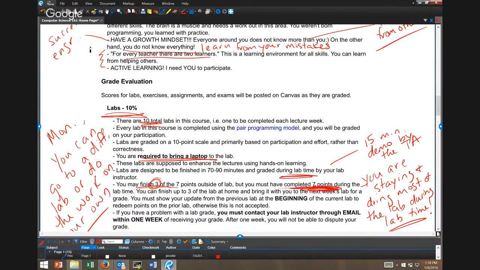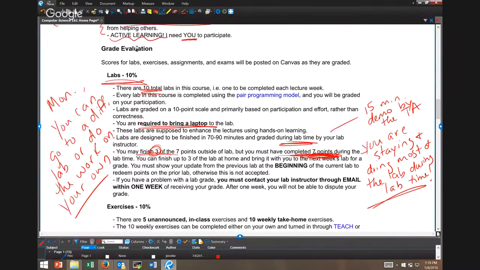Another part of this class is active learning. I really need you to participate. I do a lot of demonstrations as well as some exercises in class that I want you to be a part of. So I want everybody to be able to talk to one another and participate with others around you.